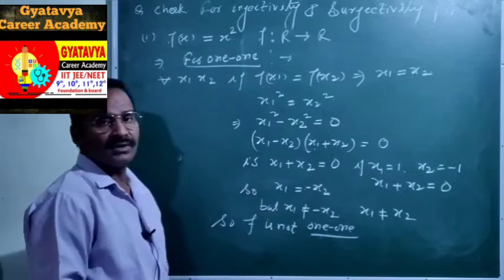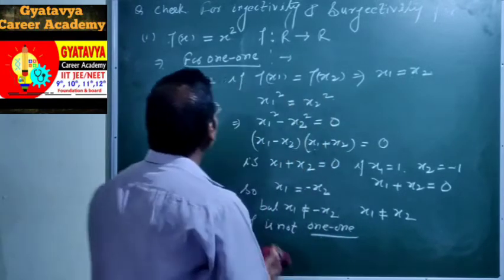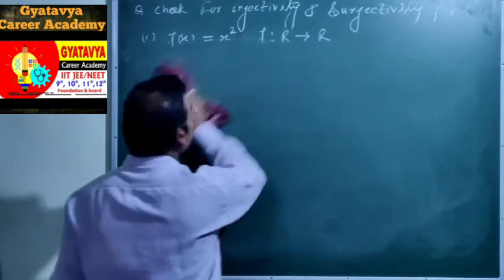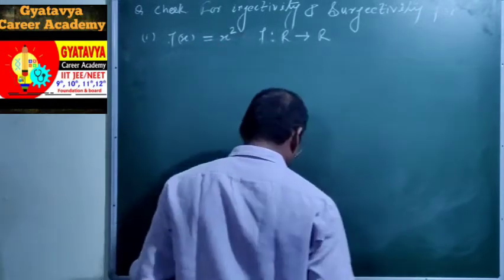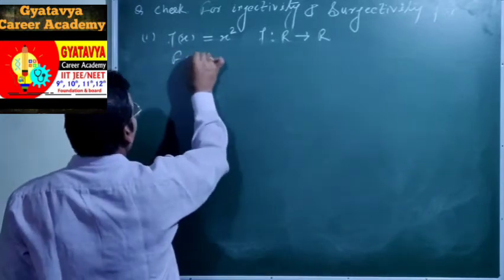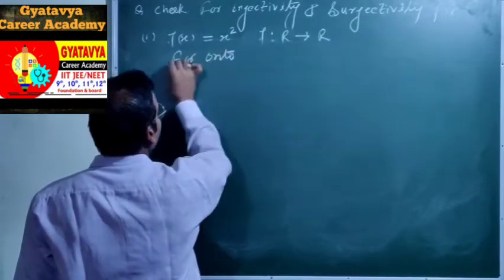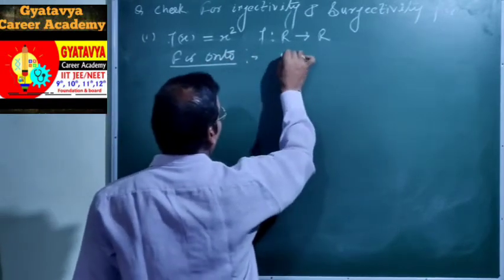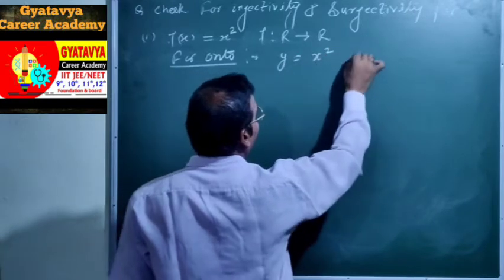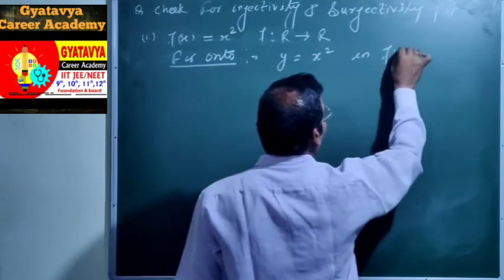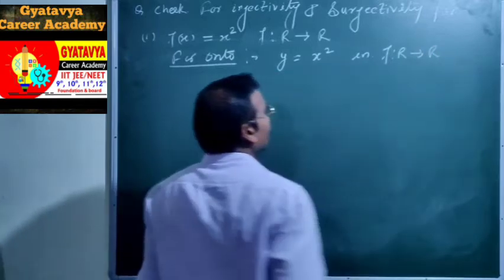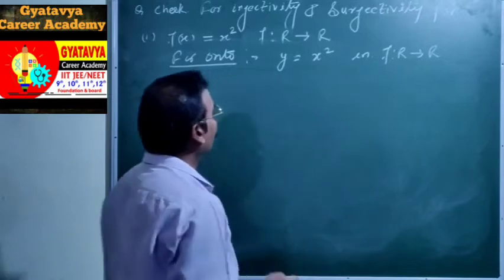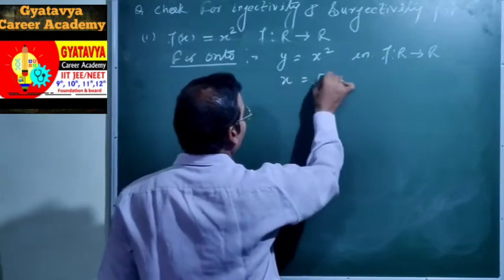F is not 1-1. Okay, now for the onto. y equal to x square is given, f from R to R. In the real numbers there are negative and positive numbers, both exist. So x equal to root of y.